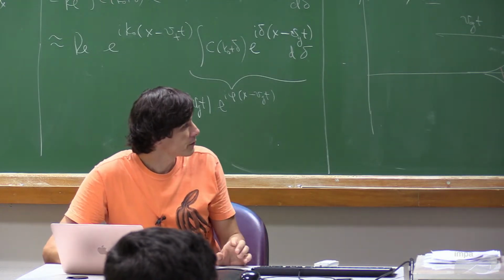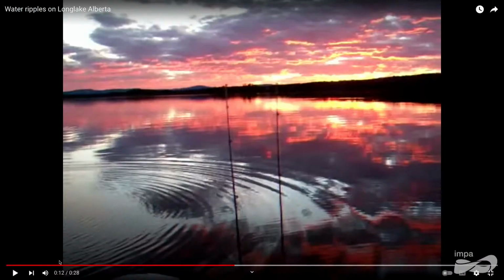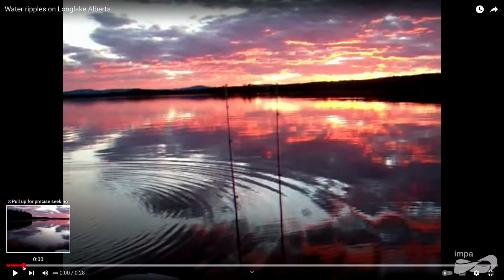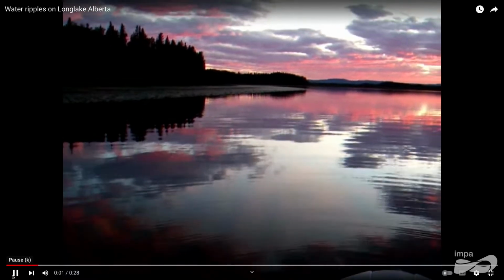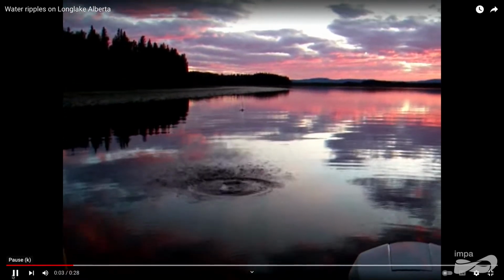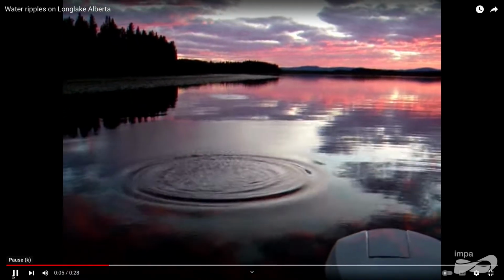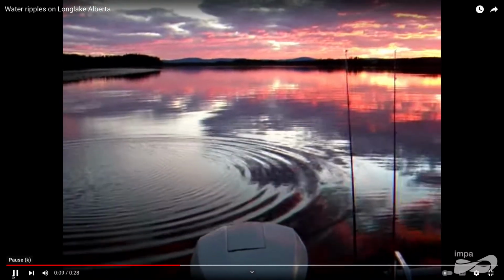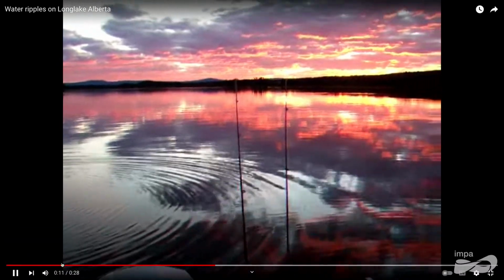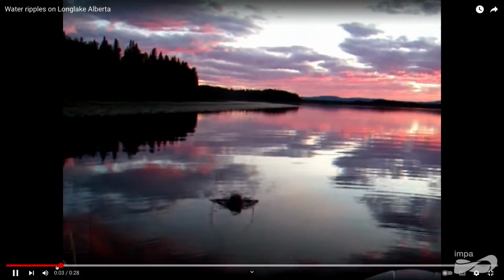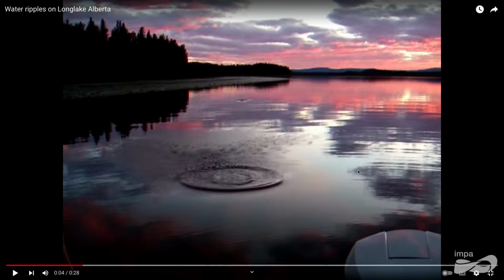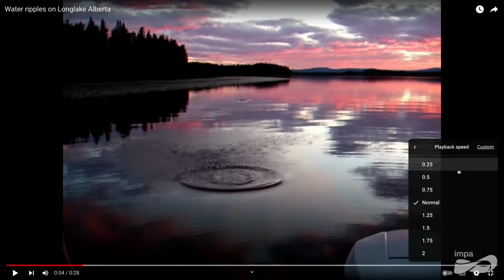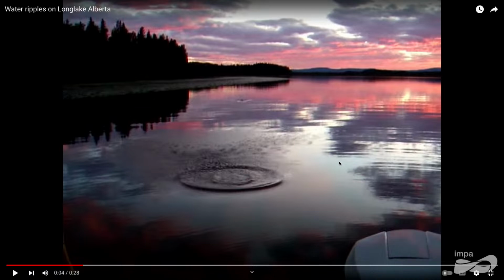So this is a video of, so let's first see it. When you throw a stone in water, you can see this difference between group speed and phase speed. So this is deep water, so the wavelength is much smaller than the depth. Let's try to understand what happens. I'll make it slow motion. You will see it several times.